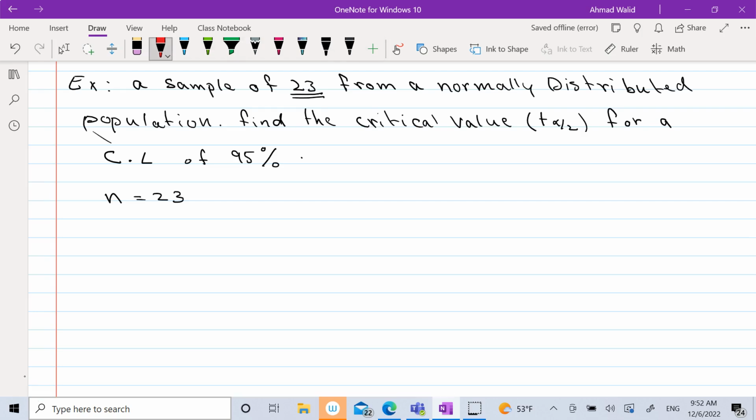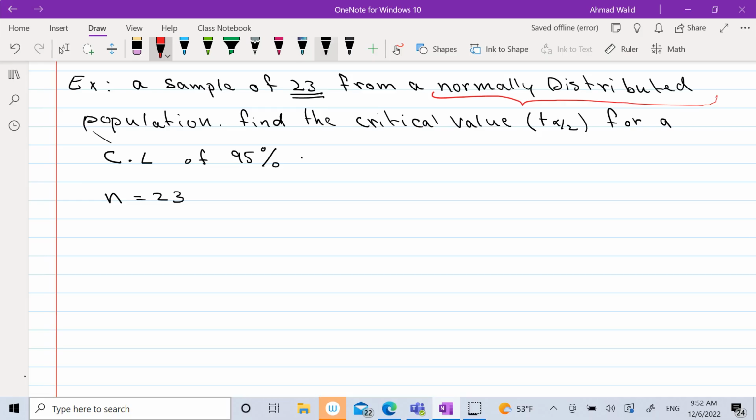The only part that enables me to solve this problem is these two words. Population normally distributed. If you don't have these two words in your problem and you are dealing with a sample size less than 30, less than 31, or your sample size is even 30, you cannot solve that problem. Correct? But right now we can, because our population is normally distributed.